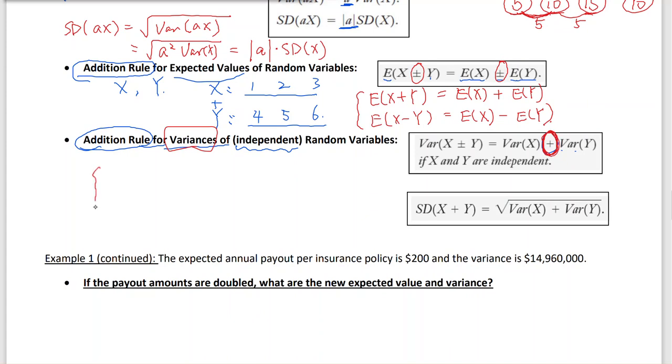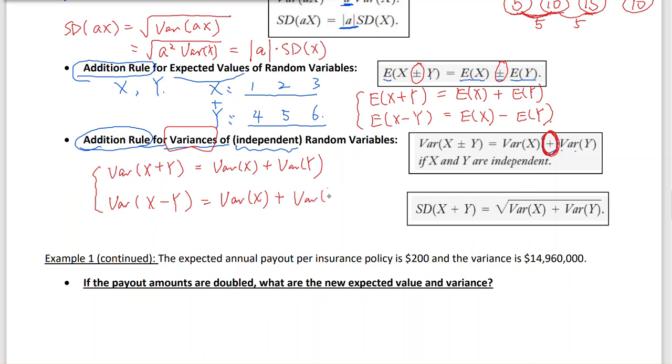So that means you will have two cases: the variance of X plus Y equals the variance of X plus the variance of Y. The other way, if you have the variance of X minus Y, you also have the variance of X plus the variance of Y. It will not change the sign. It will still be plus because the variance is the square of the standard deviation. So even though here it is minus, after you square it, it is still positive.